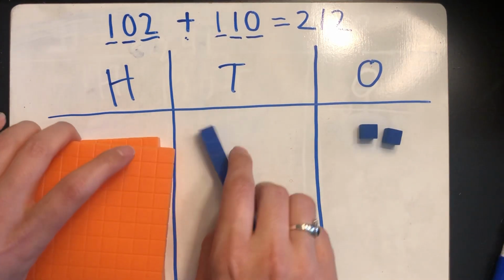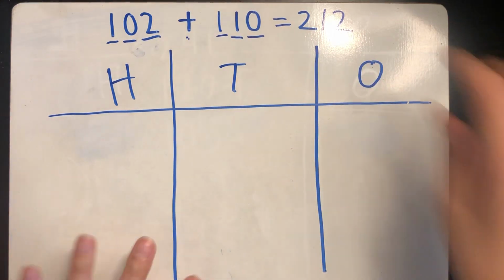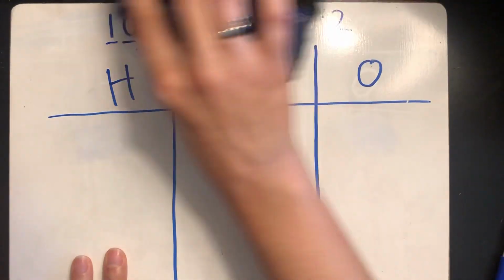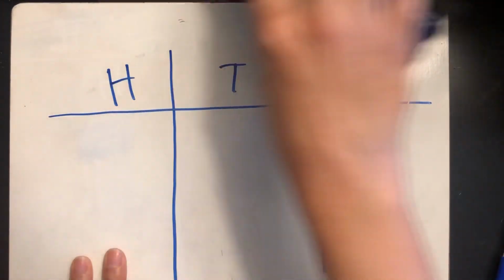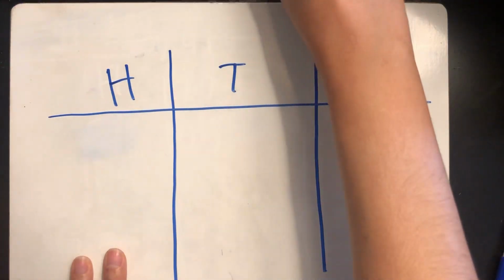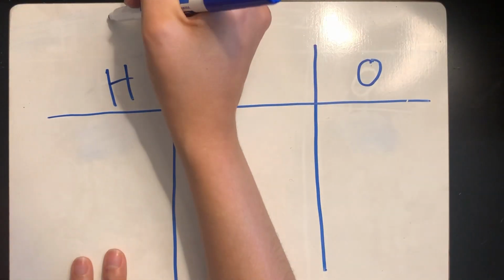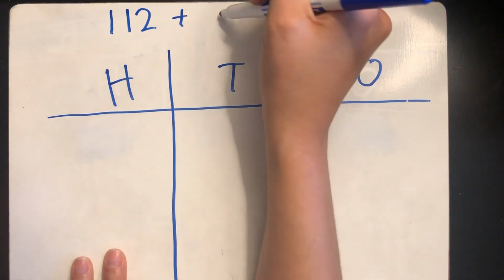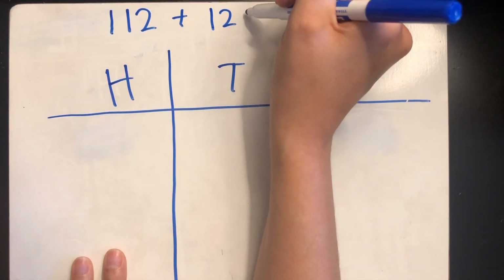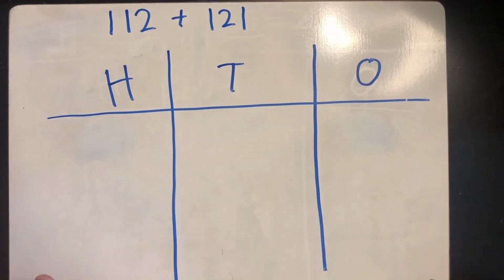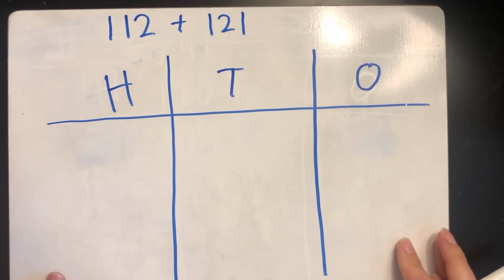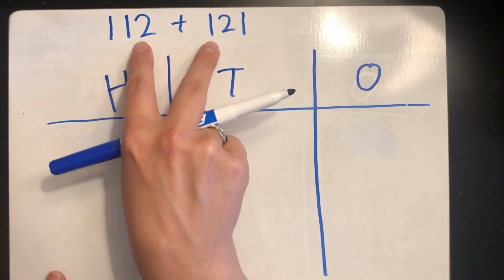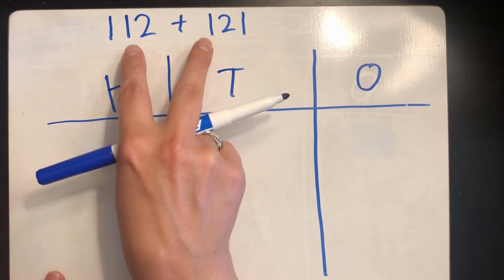Let's do one more example. Okay, let's try 112 plus 121. Okay? All right. Now these numbers are very similar to each other, but they're a little bit different. So let's take a look at how different they are.